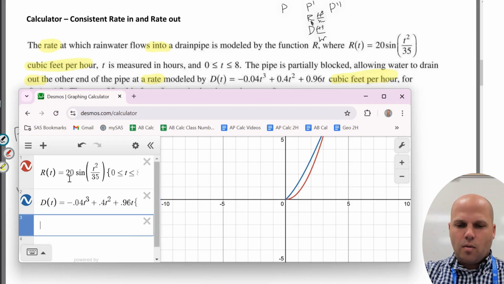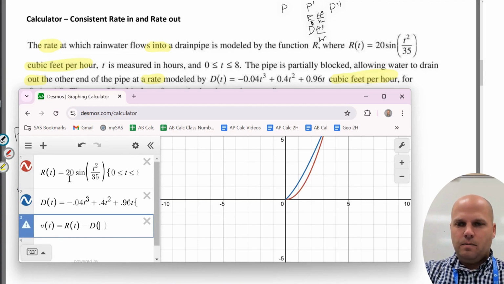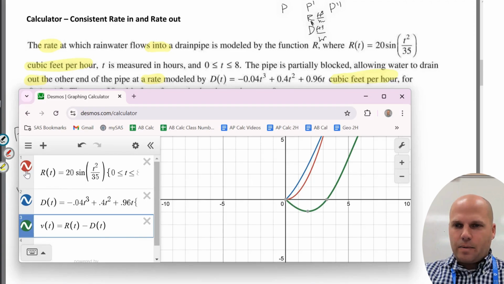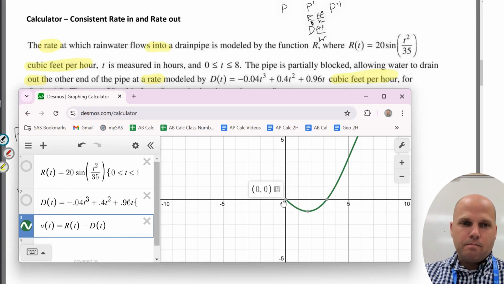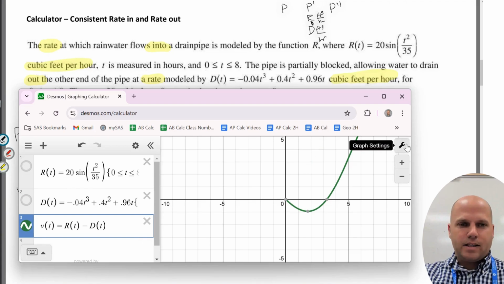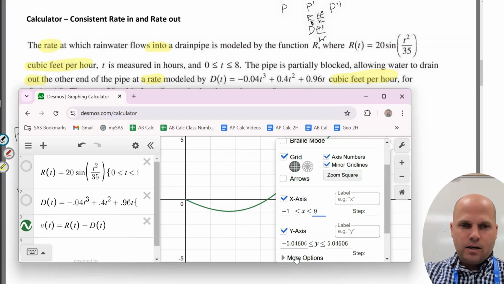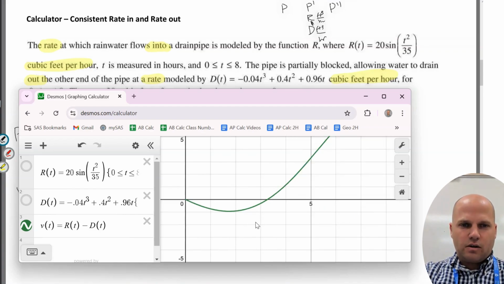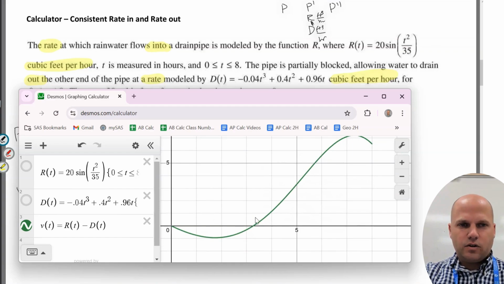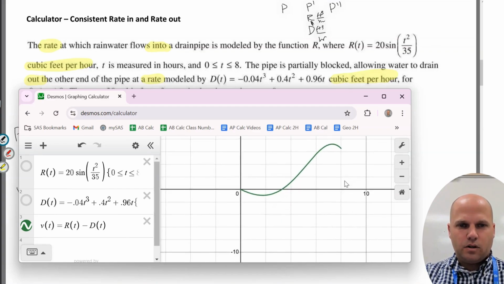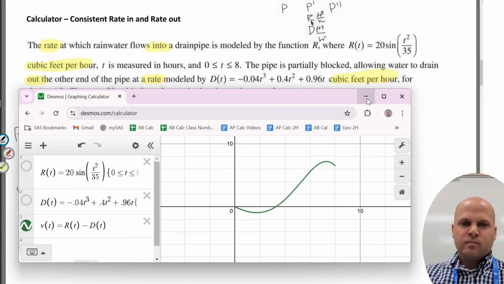Cool, this is great and all, but I really want the velocity of my situation, the derivative of my situation, R minus D. And I'm going to hide R, I'm going to hide D. I might use them, but I'm just going to look at R minus D. I'm going to adjust my graph settings so that I can see from 0 to 8. So I might as well just go from -1 to 9. And then I'm going to see that I can pretty much see my velocity here. If I zoom out just a little bit, I'm probably good. And there you go. There's my velocity.